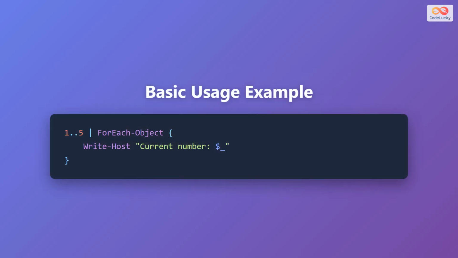Let's see a simple example in action. Here, we're creating a range of numbers from 1 to 5 using the .. operator. We then pipe these numbers into the ForEach-Object cmdlet. Inside the script block, we use $_ to reference each number as it comes through the pipeline. The Write-Host command displays each number with a descriptive message. So when this runs, you'll see current number 1, then current number 2, and so on through 5.